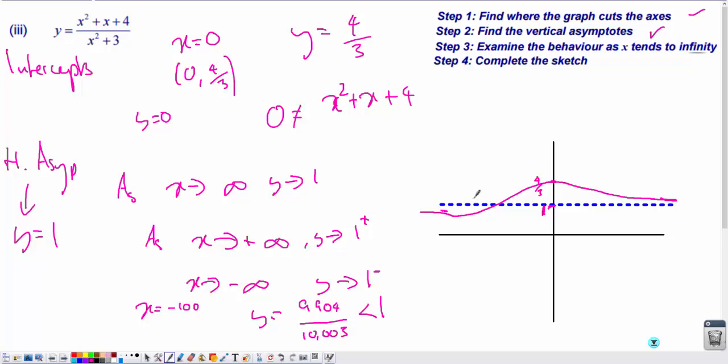Oh, sorry, no, I'm right about this. Oh wait, no, yeah, we're right about this. Okay. Now we don't know where the turning point here is.